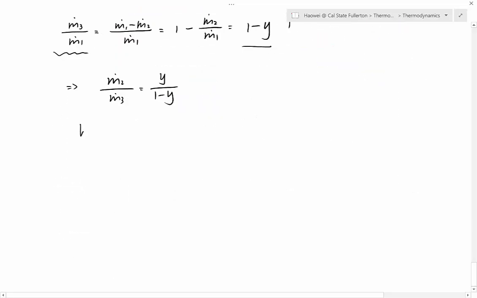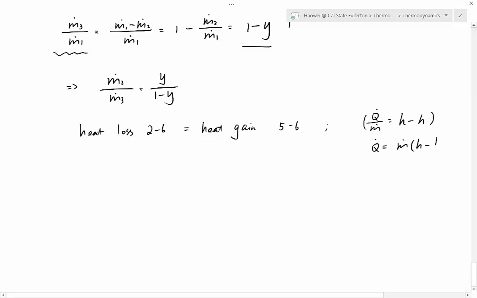We know heat loss for process 2 to 6 must be equal to the heat gain for process 5 to 6. And do you remember how to find heat transfer? Yes, from first law. What was the format? Q dot over m dot equal to what? The difference of the two enthalpies. And we always use the higher enthalpy minus the smaller enthalpy. So from here, we can write heat transfer must be equal to m dot times h high minus h low.